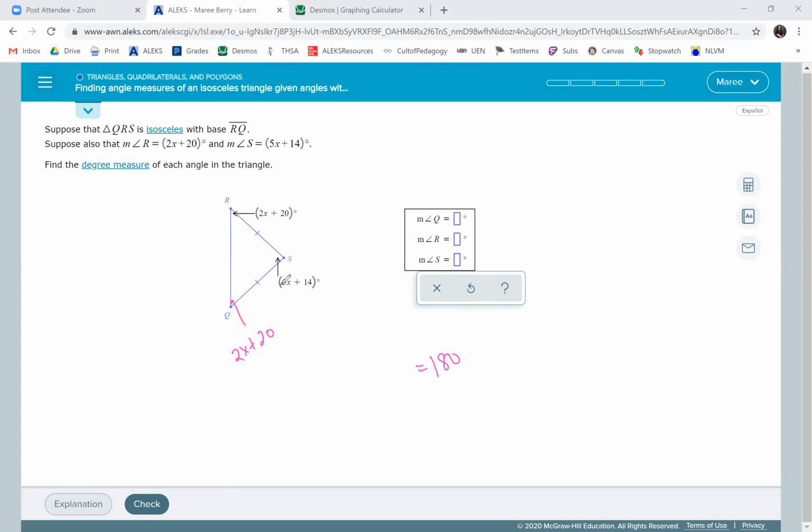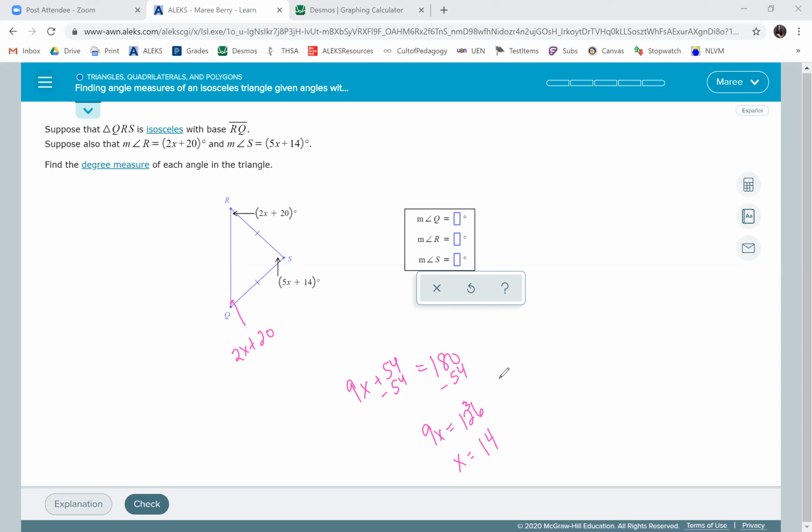So I have 2x plus 5x is 7x plus 2x is 9x. 20 plus 20 is 40 plus 14 is 54. So I subtract 54 from 180 and I get 126, I think, equals 9x. Let's see if that's right. And then I divide by 9, and 9 goes into that evenly. So x is 14.